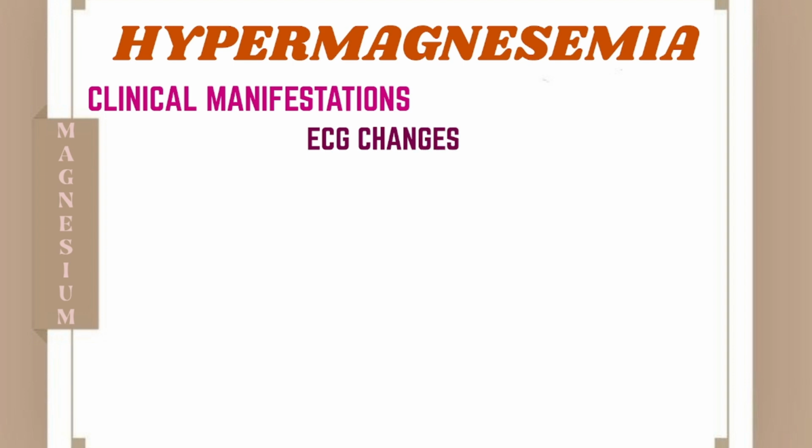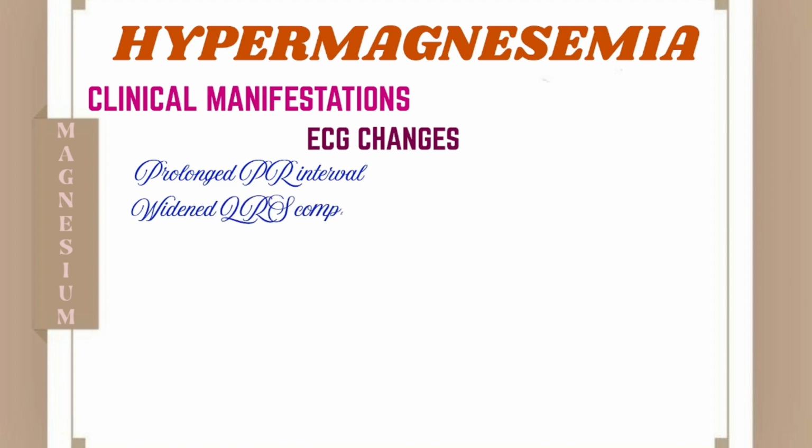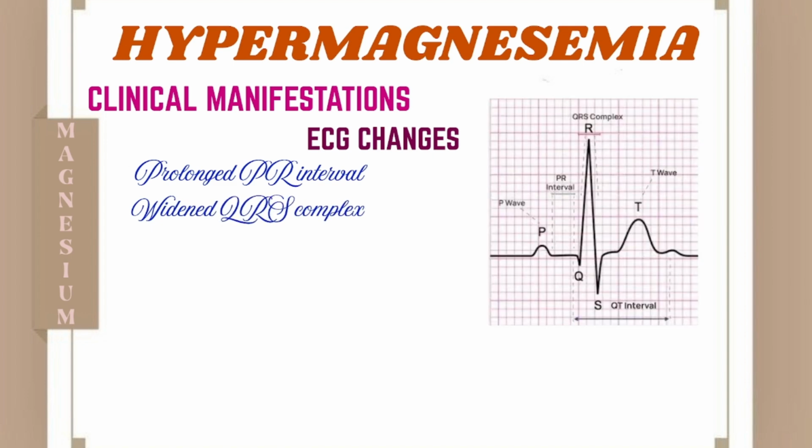ECG changes. Let's discuss the ECG changes that occur due to hypermagnesemia. Two main ECG changes occur that include prolonged PR interval and widened QRS complex. This is a normal ECG wave. As we can see, the P wave, the QRS complex, the T wave, the PR interval, and the QT interval. So this is a normal ECG pattern.